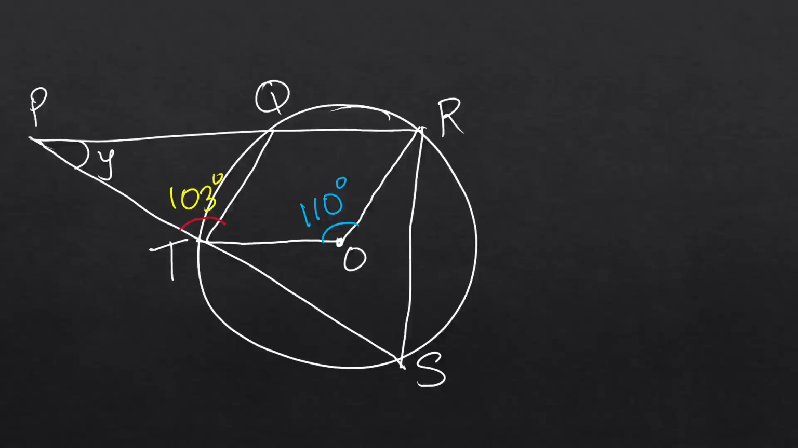Now, from this question, we find that PTS is a straight line. There is also another straight line here. So what do we do? There are a lot of conditions that can help us solve this problem, so let's start with the simple one.